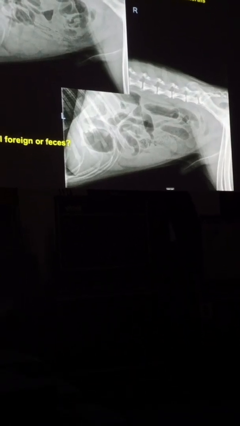Now look at loops like this. Look at that loop, and that one, and that one over here. Look at the normal loop here. So we have multiple populations. One of the populations is pathologic, right here.